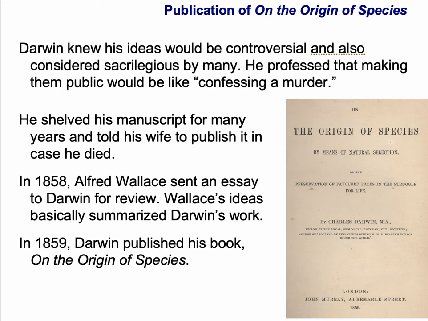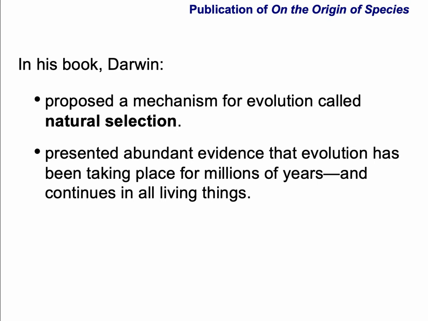Receiving Wallace's paper spurred Darwin into action. And so he and colleagues who knew about Darwin's idea presented Wallace's paper along with a sketch of Darwin's ideas simultaneously to give Wallace equal credit. And then Darwin put the finishing touches on his manuscript and published his book a year later, On the Origin of Species by Means of Natural Selection.